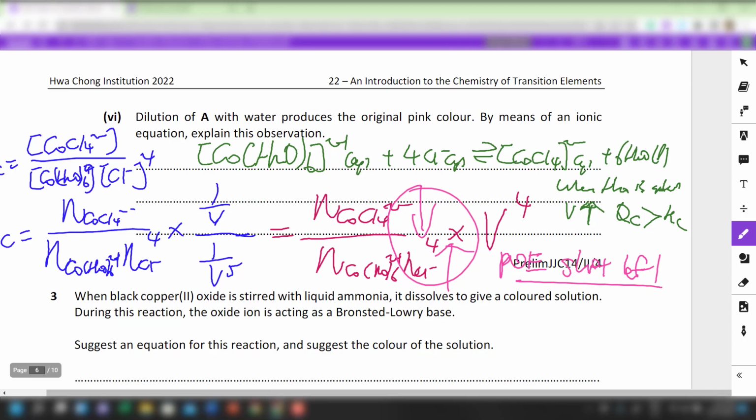So that is why when we add water, the original pink color is restored. This is due to the formation of the hexaaquacobalt(II) complex.